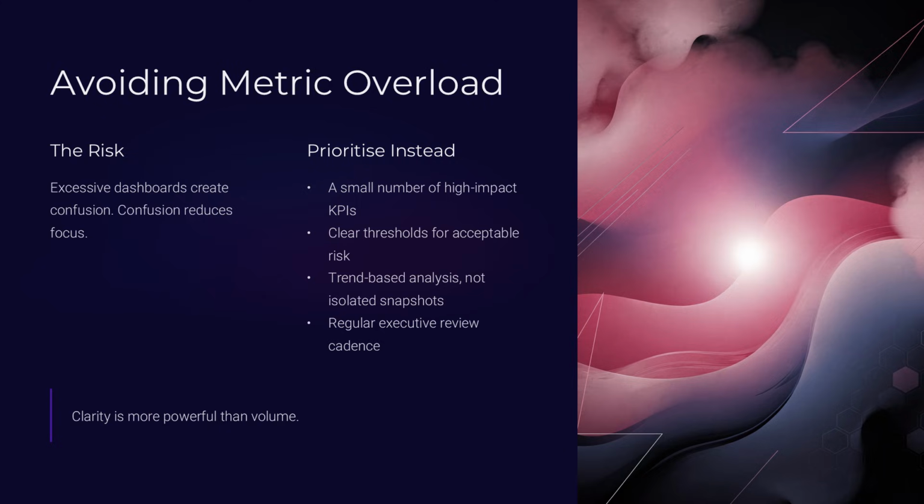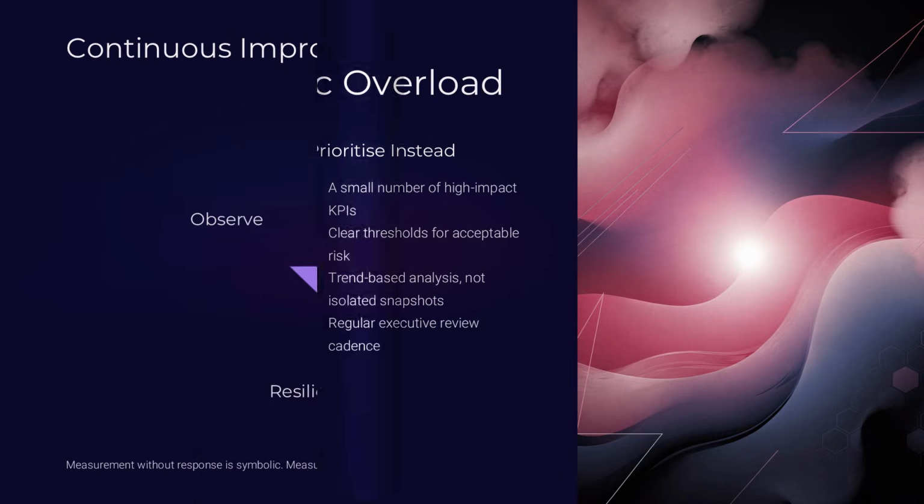One risk in DevSecOps measurement is collecting too many metrics. Excessive dashboards create confusion. Confusion reduces focus. You should prioritize a small number of high-impact KPIs, clear thresholds for acceptable risk, trend-based analysis rather than isolated snapshots, regular executive review cadence. Clarity is more powerful than volume. Effective scorecards highlight systemic health, not isolated noise.